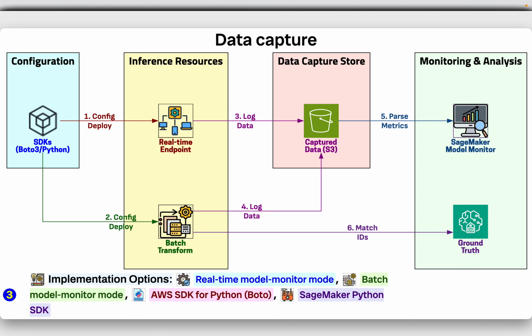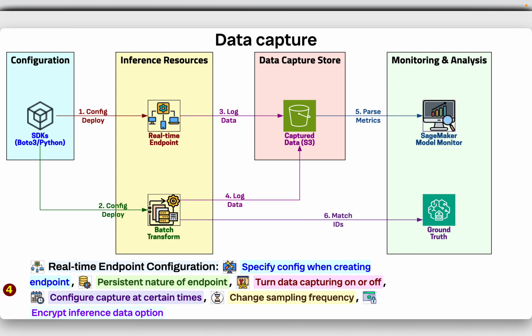You can implement data capture for both real-time and batch model monitor modes using either the AWS SDK for Python, which is Boto, or the SageMaker Python SDK. For a real-time endpoint, you specify your data capture configuration when you create your endpoint. Due to the persistent nature of real-time endpoints, you can configure additional options to turn data capturing on or off at certain times, change the sampling frequency, and choose to encrypt your inference data.